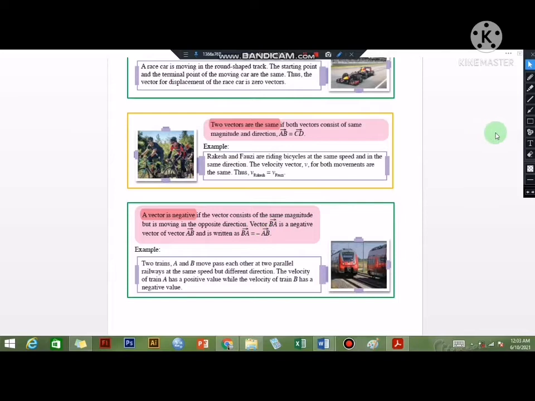For example, look at the example. The two trains A and B move past each other on two parallel railways at the same speed but in different directions. I will draw it for you. Just imagine this is train A, and this is train B.